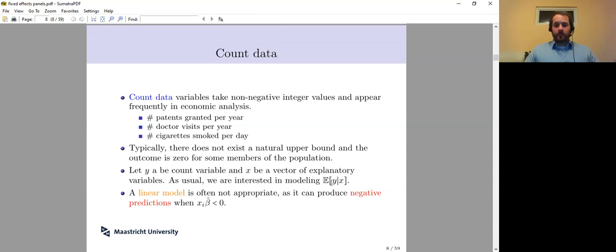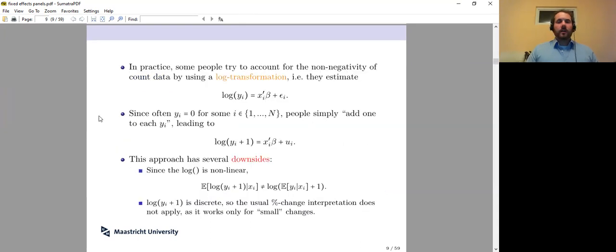And we want to model the conditional expectation of y given x, as we always do. Now, what you could, of course, try is that you fit a linear model, right? This thing we always see when we look at linear models. So let's try to fit a linear model. However, the downside of linear models is that it can produce negative predictions, so that your count variable happens to be negative. And that, of course, doesn't really make sense knowing the nature of y. So that's the downside of the linear model.